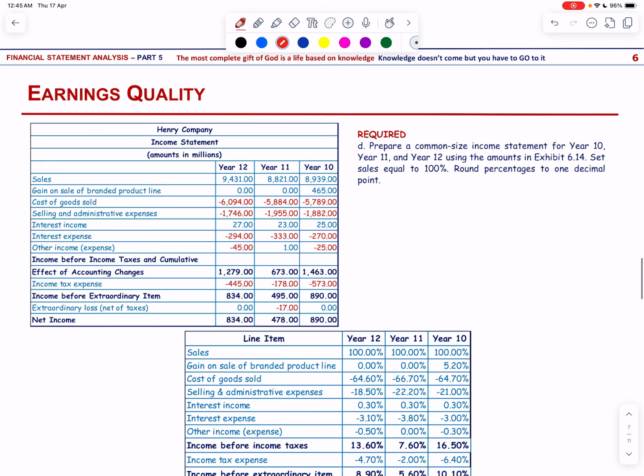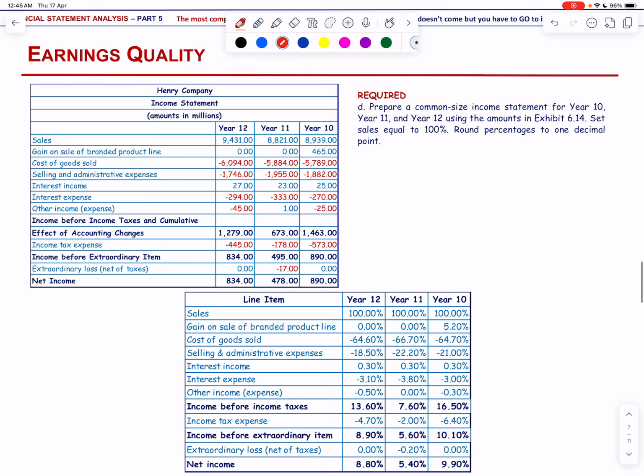We move on to part D, and in part D, they say prepare a common size income statement for the year number 10, 11, and 12 using the amounts in the exhibit.